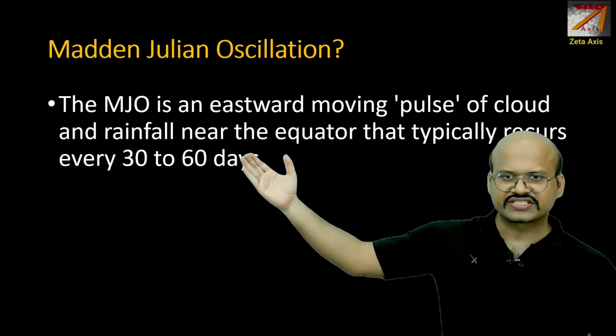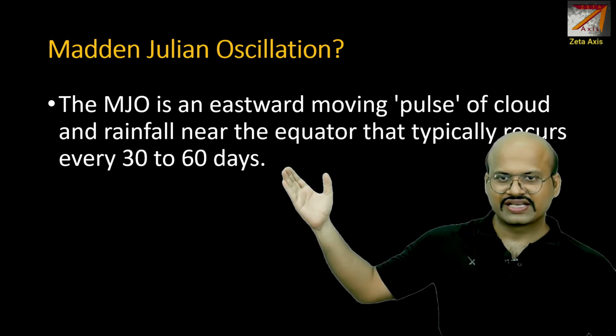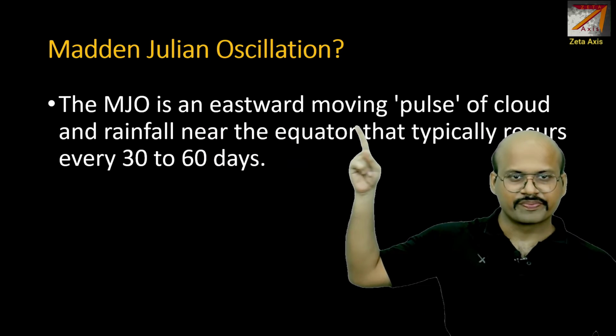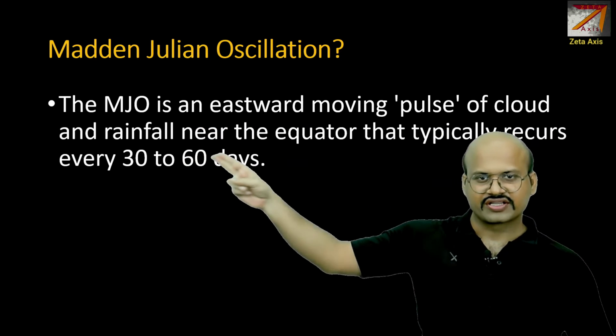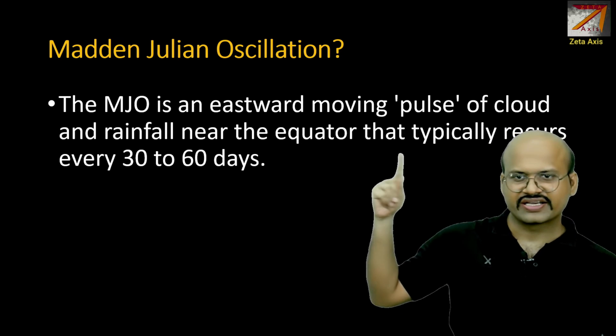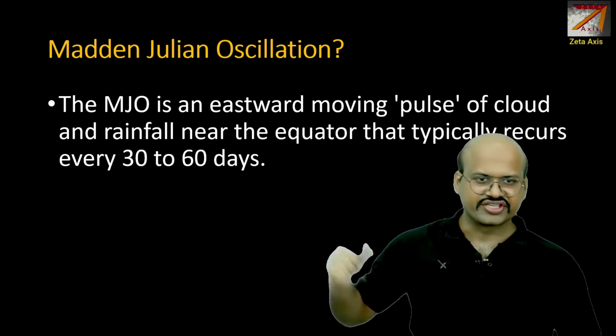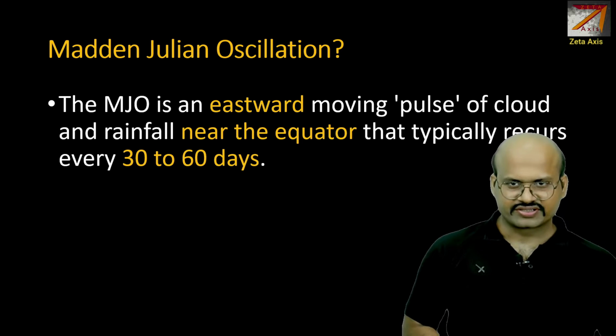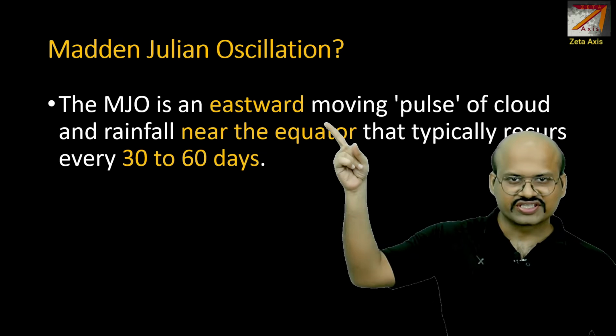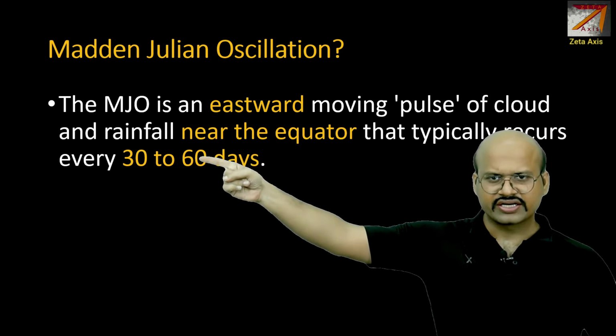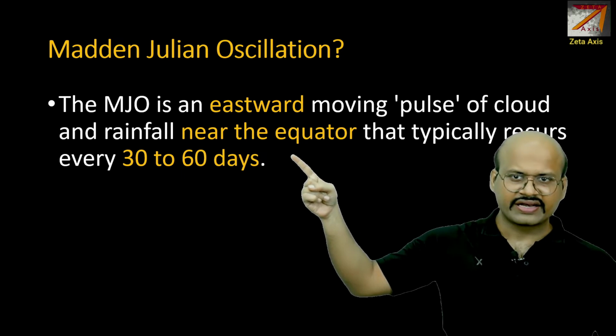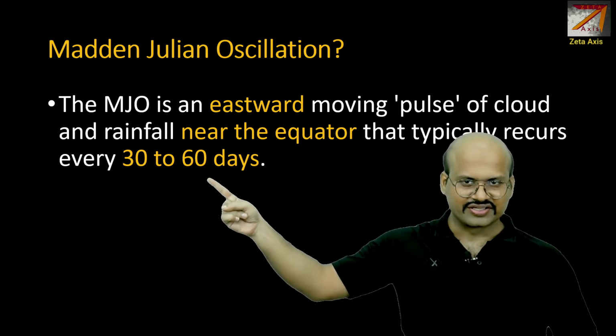Now here is a brief description of MJO, where we can see that MJO is an eastward moving pulse of cloud and rainfall near the equator that typically reoccurs every 30 to 60 days. So the important points that we should note is that it moves in the eastward direction, it occurs near the equator, and it has a cycle of 30 to 60 days.